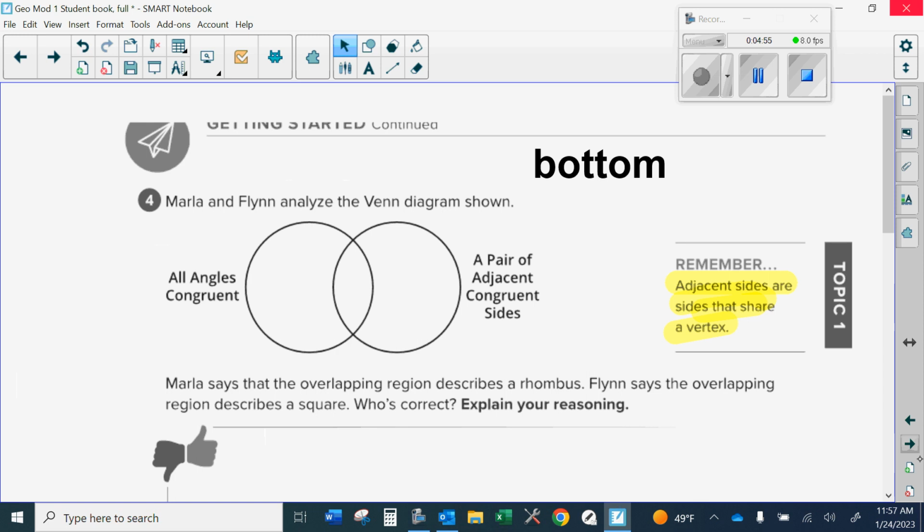Okay, adjacent just means next to, the easiest way. Adjacent sides are sides that share a vertex. Okay, just think adjacent means next to.